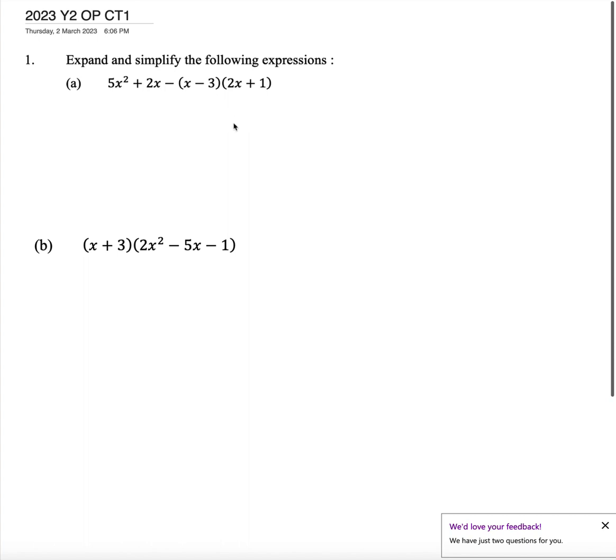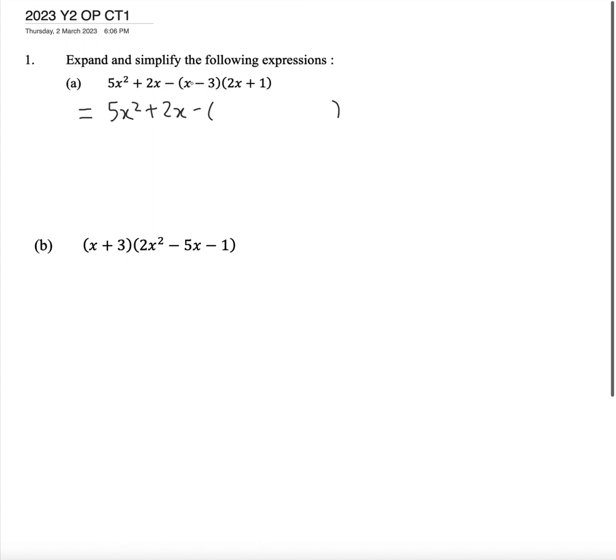2023 Year 2 OP Common Test 1. In the first sum, we are to expand and simplify the following expressions. This is a test on the distributive law. Now, since the expansion comes after a negative sign, we need to enclose it in brackets.